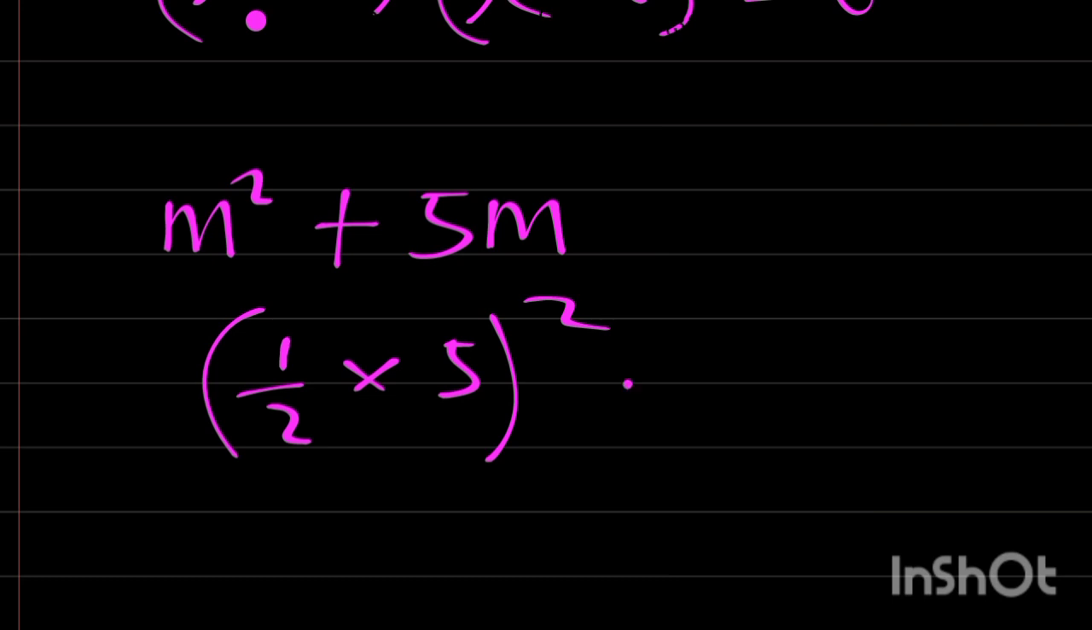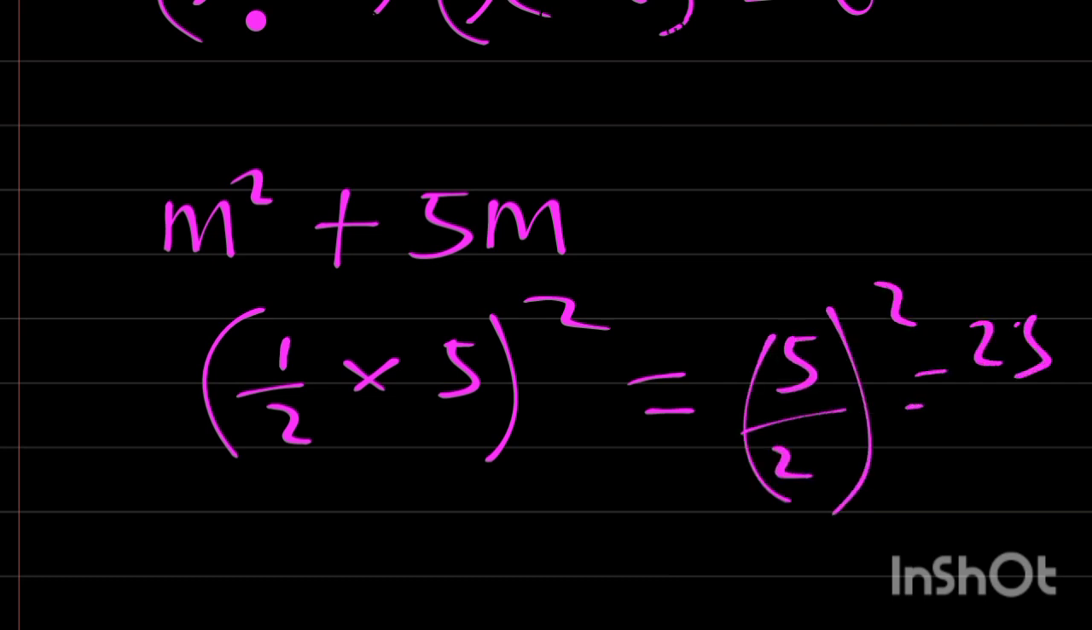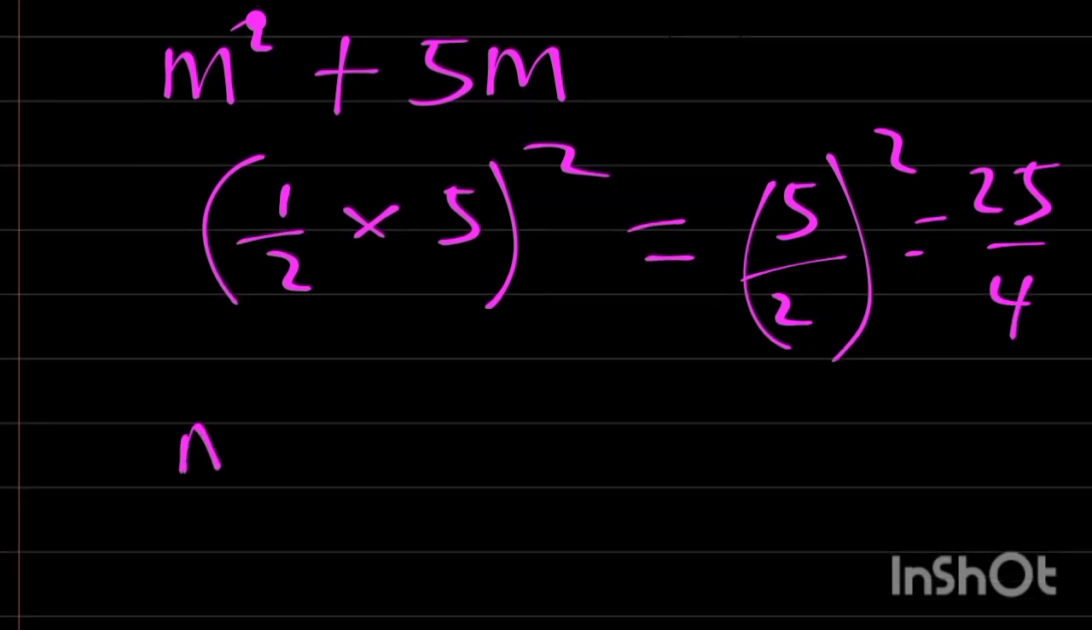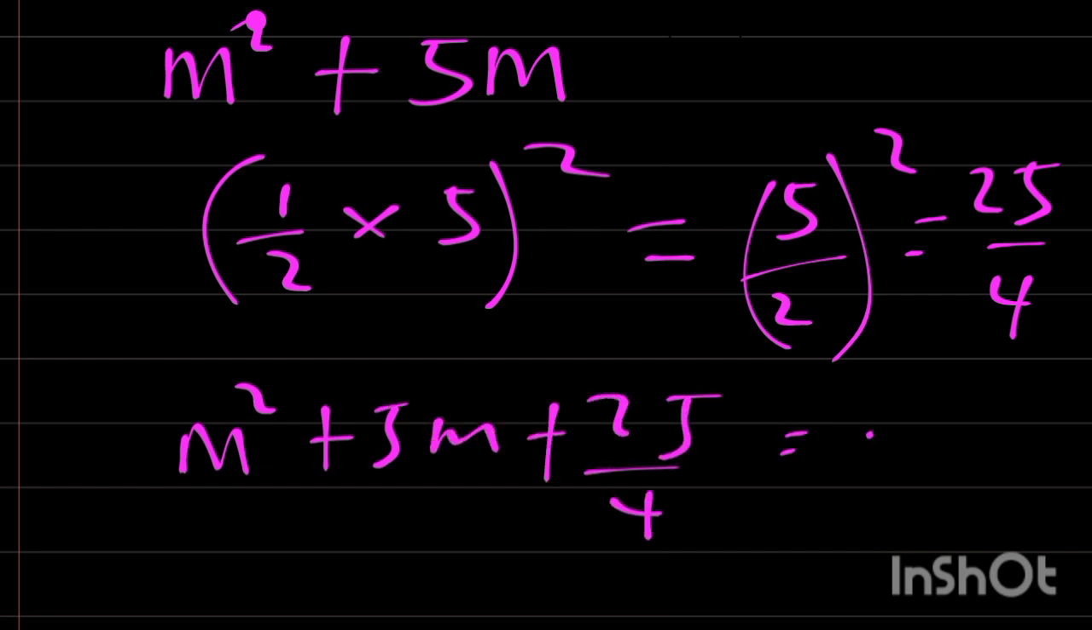Therefore, it is equal to 5 over 2 everything squared. This is now equal to 25 over 4. This is what I'm going to add to the expression. M squared plus 5m plus 25 over 4 is equal to 0.